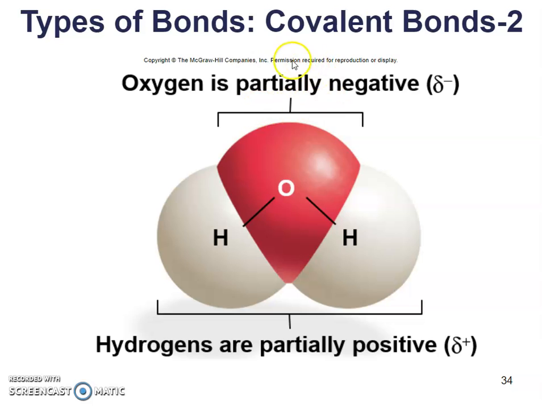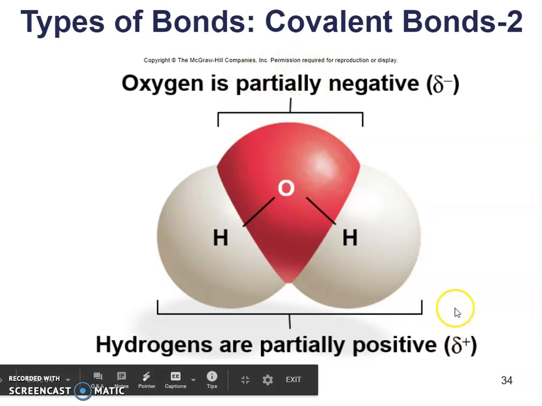So here's the partial negative charge of oxygen, and then the hydrogens down here are partially positive.